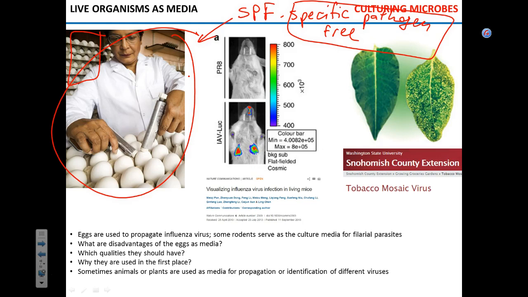Second problem, they occupy quite a lot of space. They're fragile, as you can imagine. That constitutes a third problem. The fourth problem is that, where do they come from, the eggs? Chickens. Can you trust chickens? No, you cannot trust chickens.